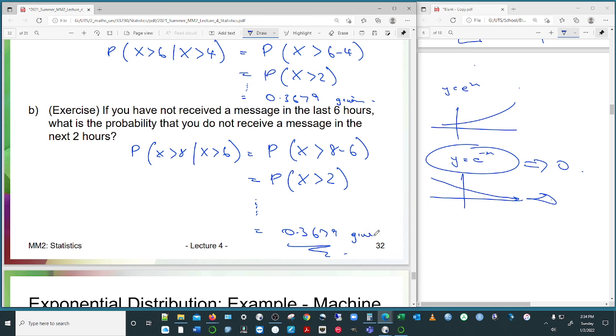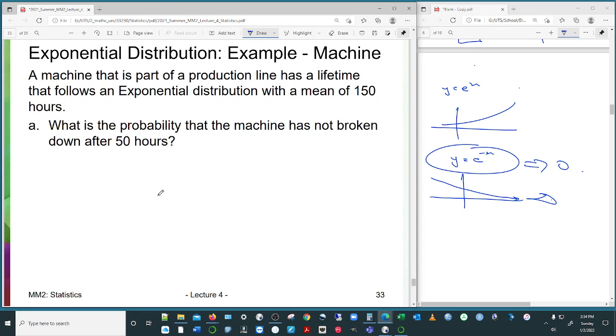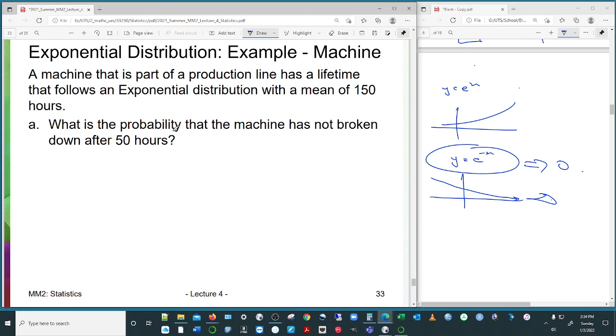Given. Alright. Okay, so this is an example of one that could be helpful. We've got a production line that has a lifetime that follows an exponential distribution with a mean of 150. So here's our expected value, or our mean. Our lambda is the reciprocal of that. So when we come to do what's the probability that the machine has not broken down after 50 hours, we're greater than 50 hours, we're simply doing an integration between 50 hours and infinity.